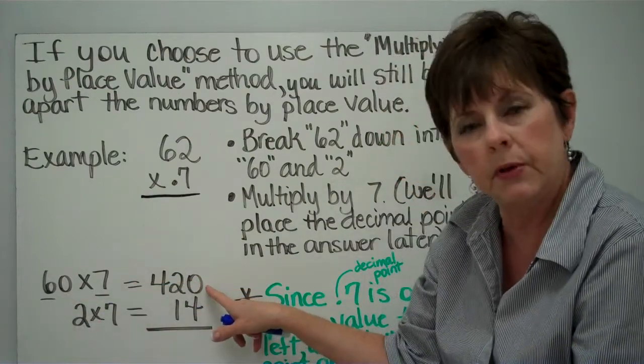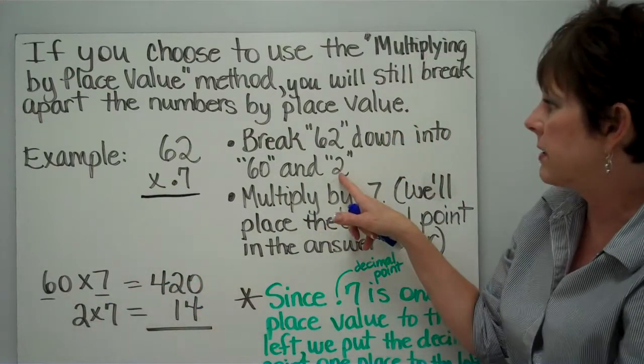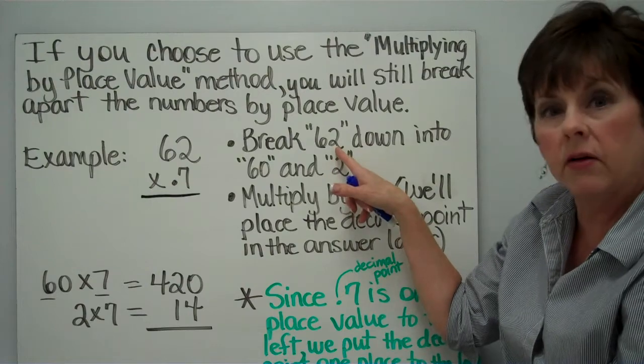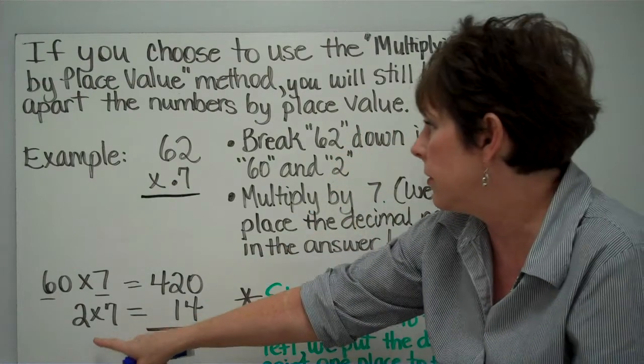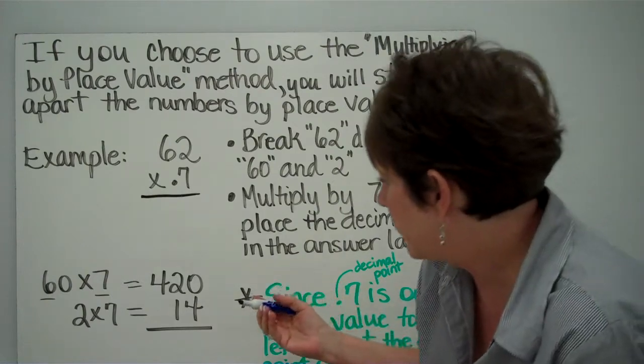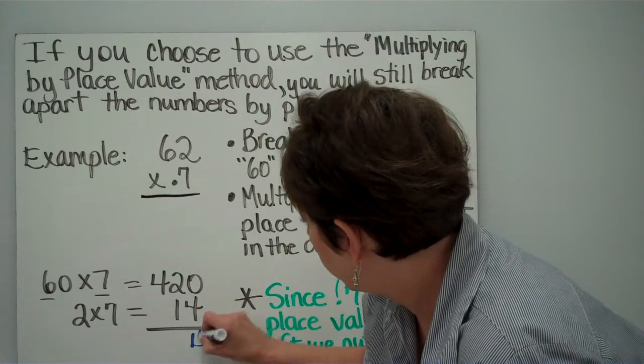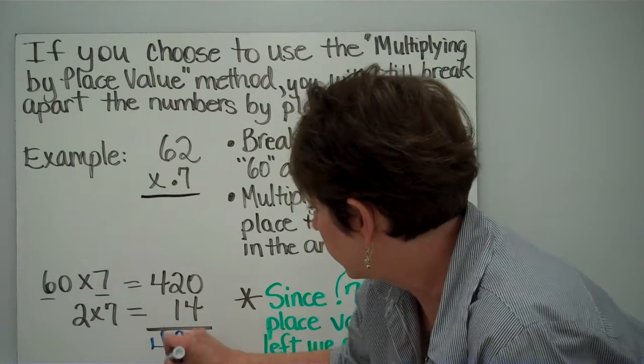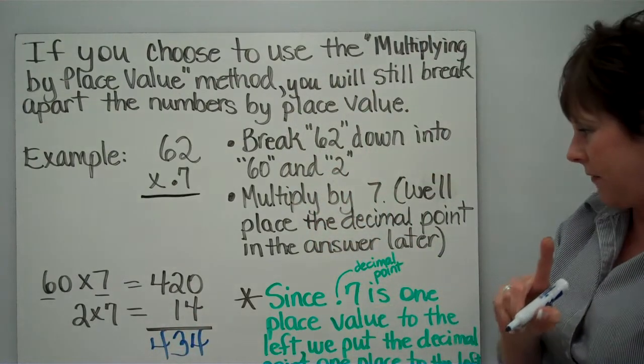Here's a 0, put the 0. Then we'll take the 2, because we broke it down by place value. 2 times 7 is 14. Now, we add it together, and we get this. Now, we're not finished.